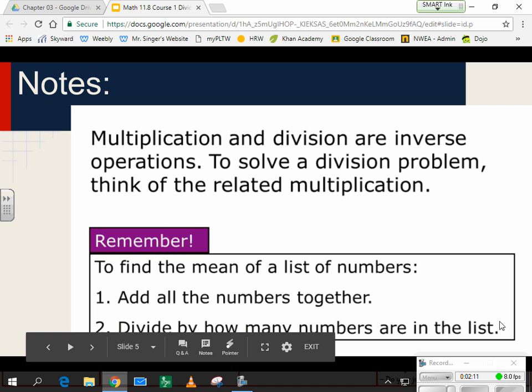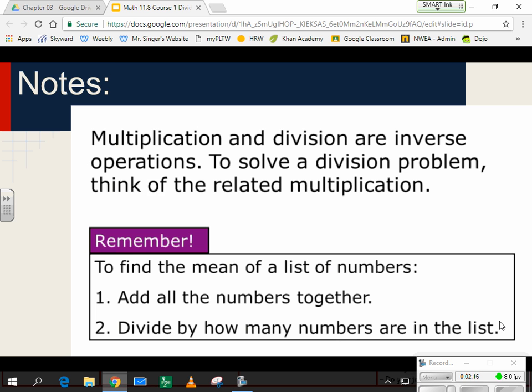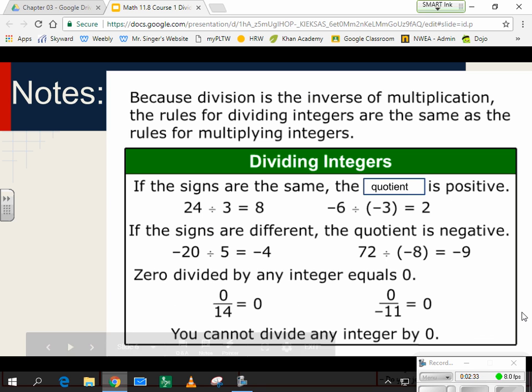Okay, so multiplication and division are both inverse operations. So to solve one, you can do the same operation to solve the other inversely. So remember, as in the example we did for finding the mean, you add up everything and then divide by how many there are. That's just a reminder of what we did in the last problem. Again, nothing needs to be written down yet.